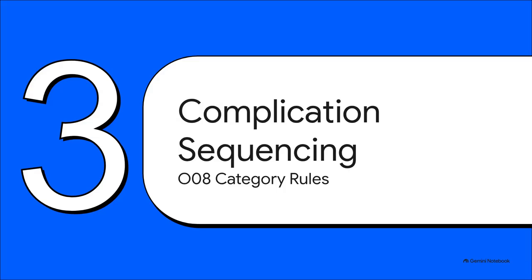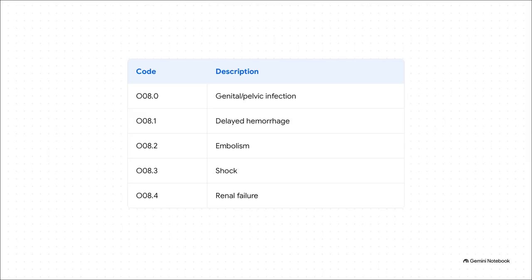All right, let's pivot to Section 3, post-abortion complications sequencing. Take a look at this table. It's really interesting how cleanly the 008 subcategories map out the complications. We go from general tract and pelvic infections at 008.0 all the way to life-threatening stuff like embolism, shock, and renal failure down at 008.4. These are designed specifically to capture severe, acute complications following an abortion, ectopic, or molar pregnancy. Knowing exactly which subcategory to use is a real game changer for accurately reflecting the clinical weight of the encounter.